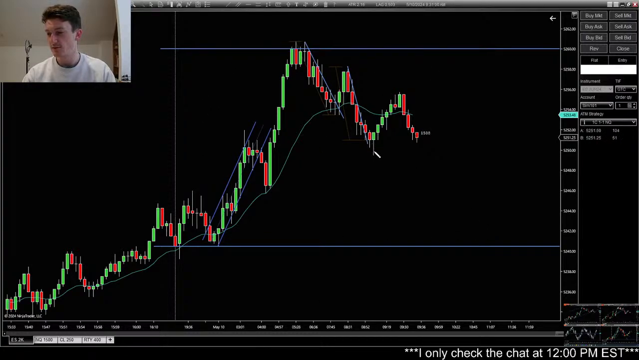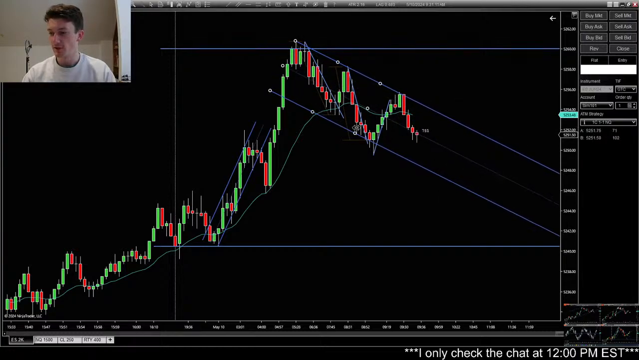Continuing down after these two legs down, so you have this short-term uptrend that plays out. And we're continuing down there. Possibility for another downtrend. Again, this one's pretty uncertain, but I'm going to draw it just so I can keep an eye on it.